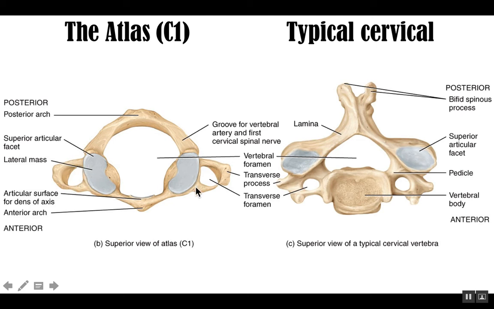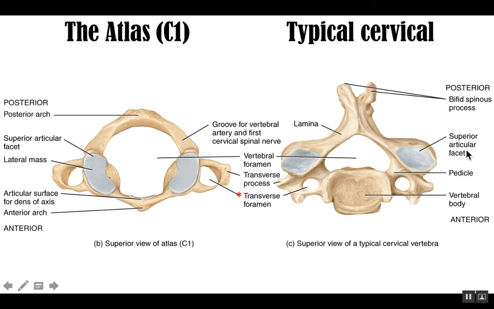Here we see the 2 extra holes on each side, transverse foramen. We see the large vertebral foramen, and we see the superior articular facets for the occipital condyles to articulate.